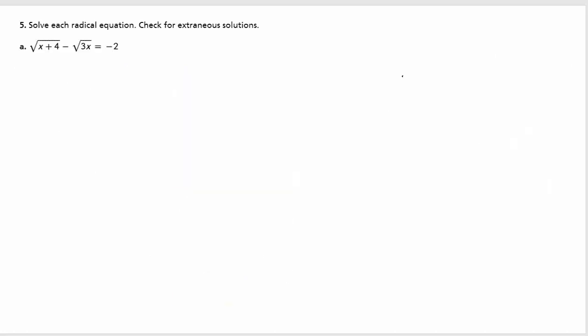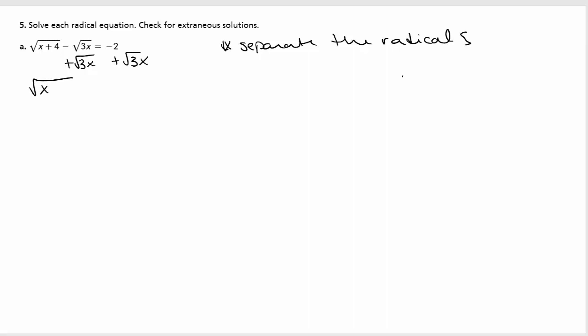So in the last question, we have 2 square roots. So the first thing we're going to do is separate the square roots, the radicals. So I'm going to add the root 3x to both sides. So we're left with square root of x plus 4 is equal to the square root of 3x minus 2. Then to get rid of the square root on the left-hand side, we're going to square both sides.